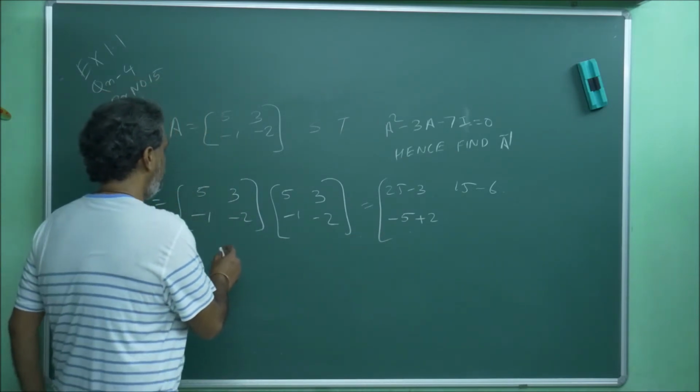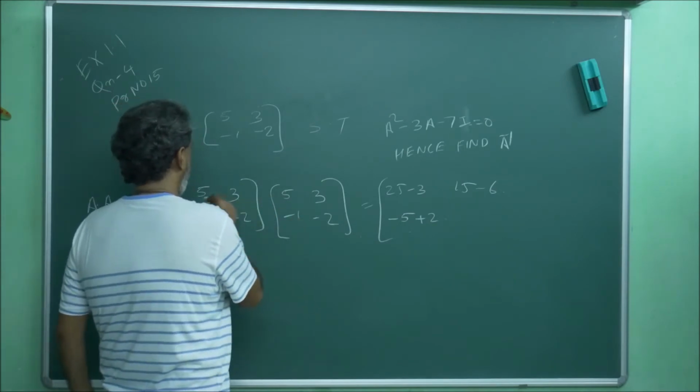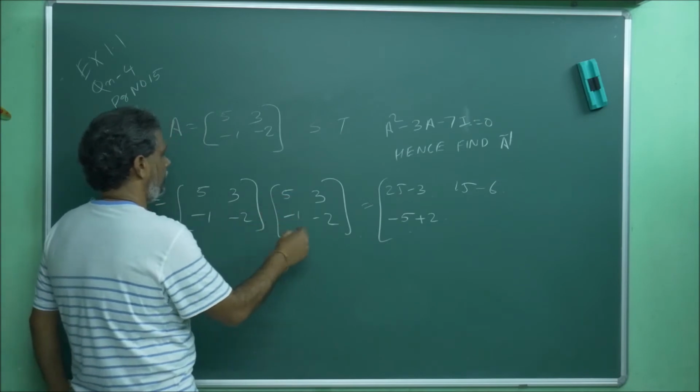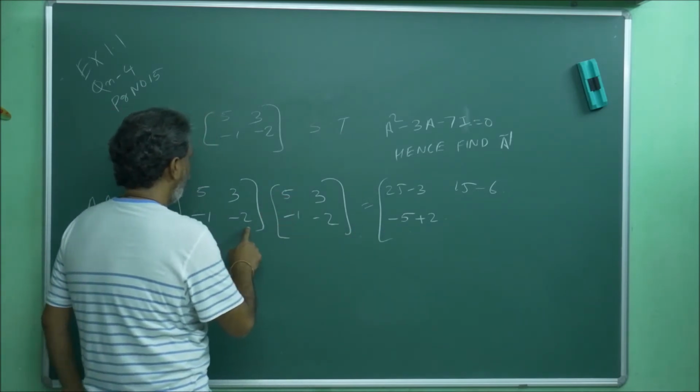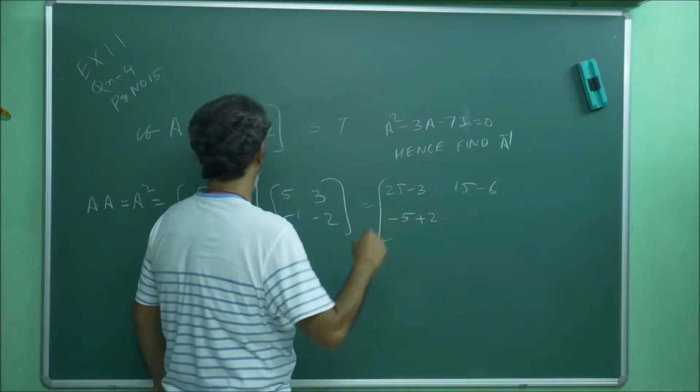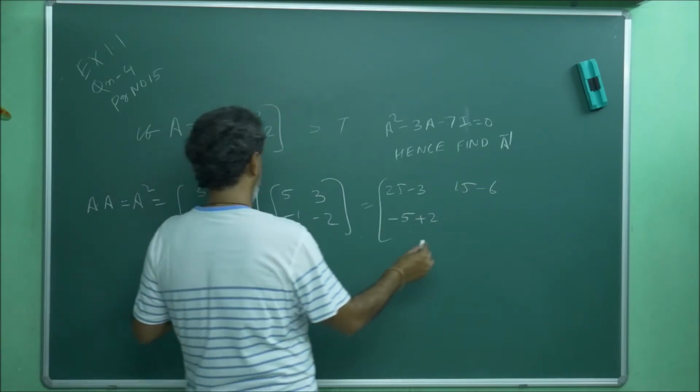Then what will you do? First row first column, first row second column. Then second row, first column, this position. Second row, second column, 2, 2. Second row, second column, so what will we get? Minus 1 into 3, 3.